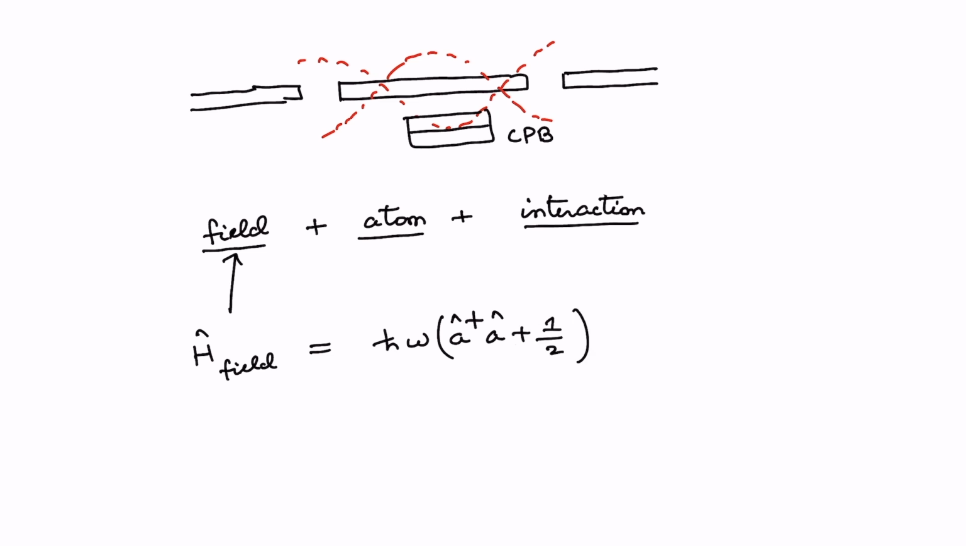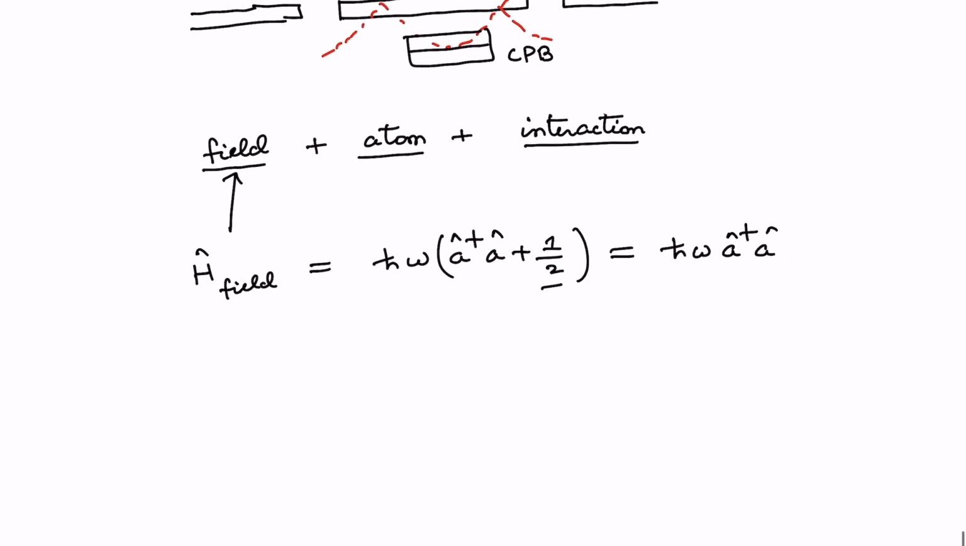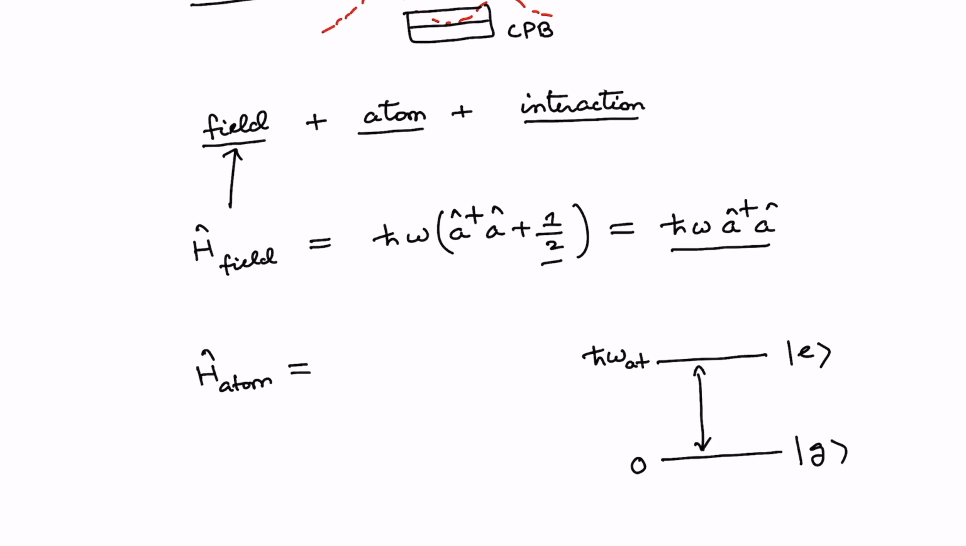Many a time, rather than writing this 1/2, we simply write h cross omega A dagger A, because inclusion of this 1/2 term is not going to change the physics if we discard it. And for the atom, let us consider that the energy levels of the atom are basically the ground and excited states. The ground state energy is say 0 and the excited state energy is say h cross omega atom. That means the difference is h cross omega atom.